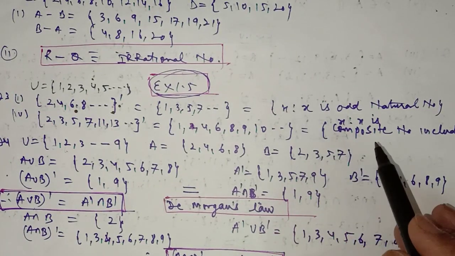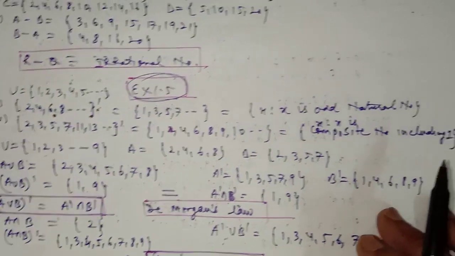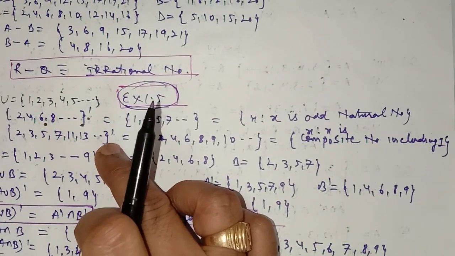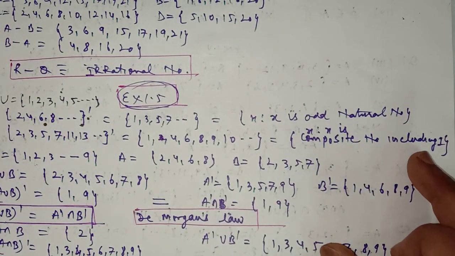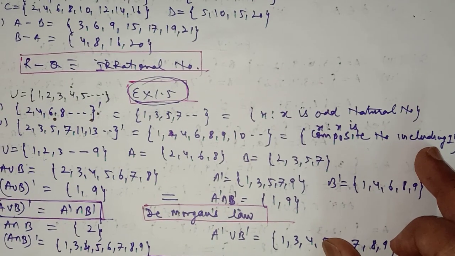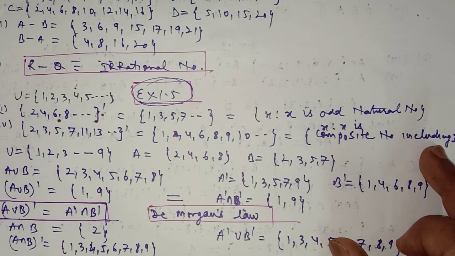That means x is a composite number including 1. Why am I including 1? Because the complement of the prime numbers will be composite, and because 1 is neither composite nor prime, I have to write here including 1 also. So like this you can do all parts of question number 3.